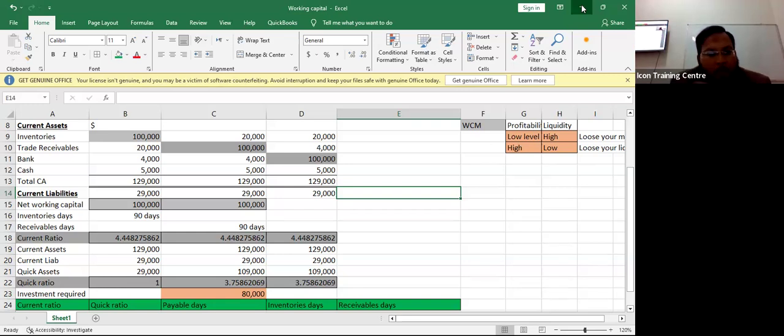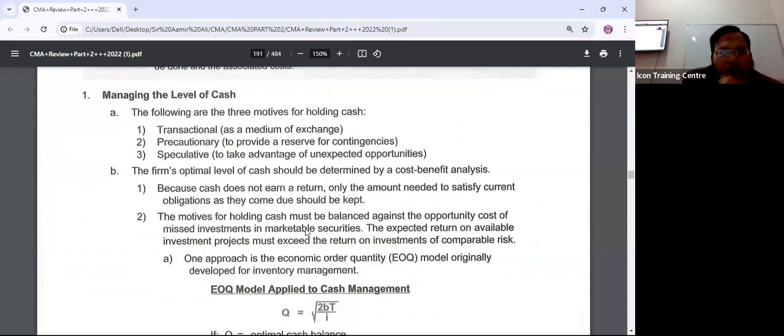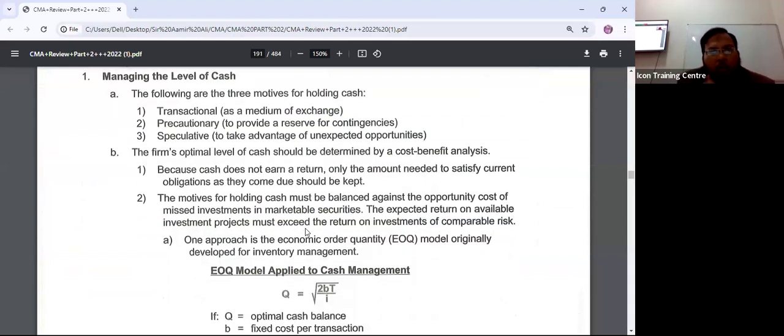Now, managing a level of cash, this is very important. The following are the three motives for holding cash: transactional, precautionary, and speculative. Transactional means as a medium of exchange, precautionary means to create a reserve for contingency, and speculative means to take advantage of unexpected opportunities.